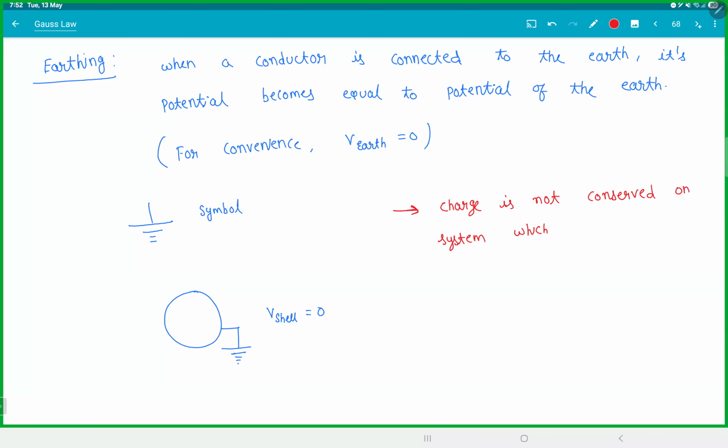Just give me a minute. Some people left. Let me take the attendance. There. So if you connect a system to the earth and you put charge, there is no guarantee charge will remain constant. Clear with this?